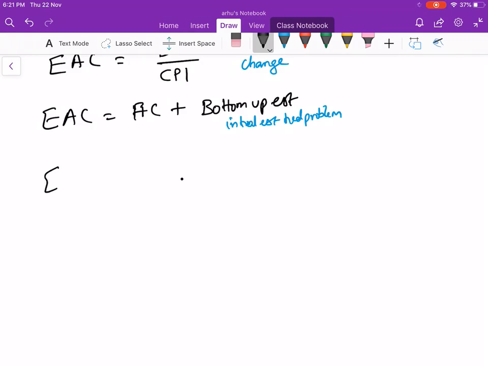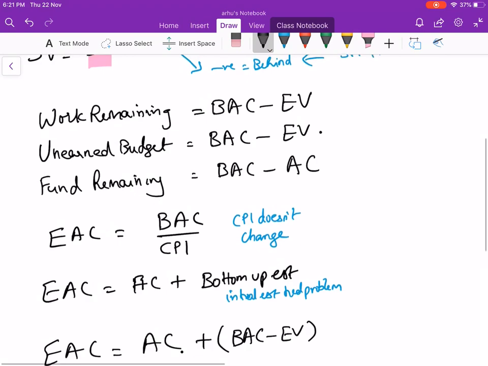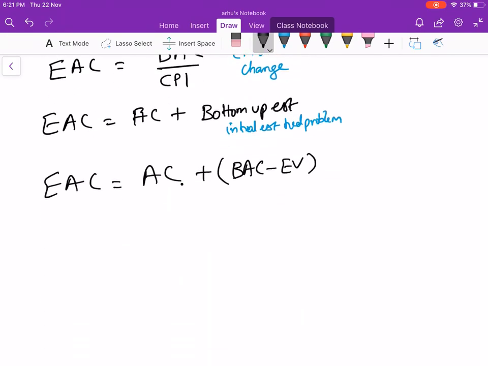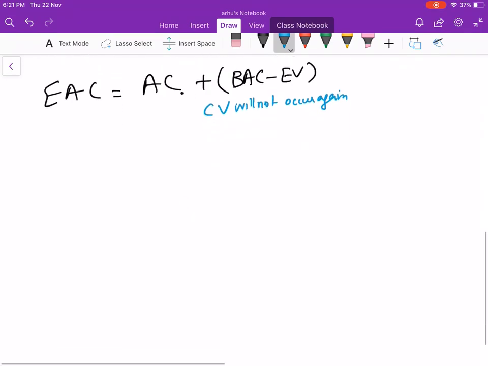Next one is your estimate at completion is equal to actual cost plus budget at completion minus earned value. That is nothing but your work remaining. Yes, budget at completion minus earned value is the work remaining, and this is in a situation wherein the cost variance will not occur again. So assuming that there are no more issues, you have taken the situation in your control, you will go and do this.